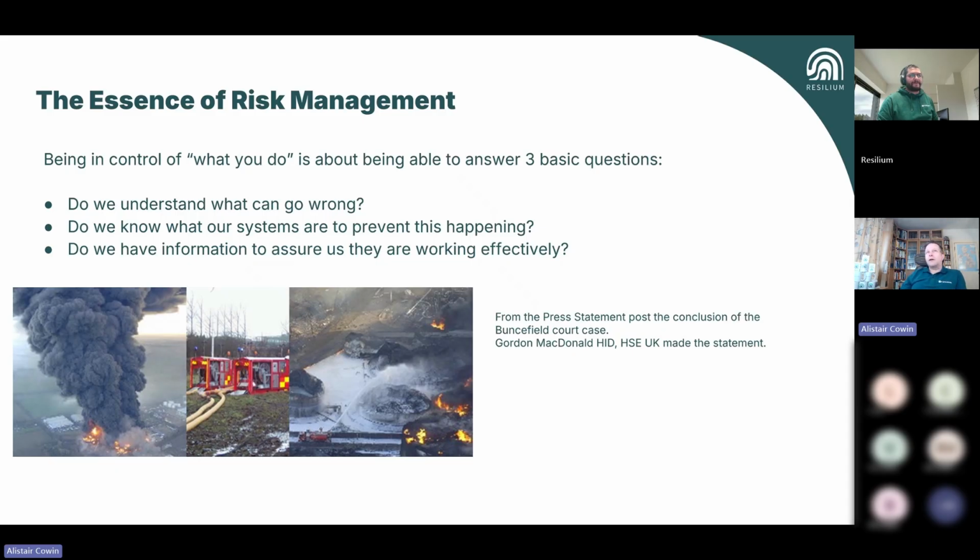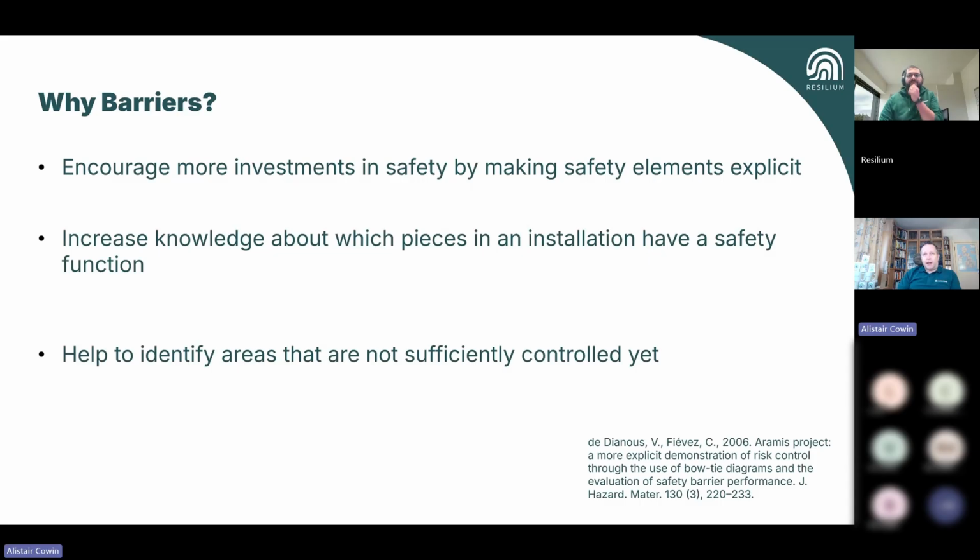Do we understand what can go wrong? Do we know what our systems are there to prevent that from happening? And do we have information to assure ourselves that those systems are working effectively? I think these are 3 absolutely solid questions as to why you look at risk, and how you look at risk, but specifically how barrier thinking helps you approach these questions. So that's really the thread of today, to explain how, by thinking in barrier terms, we can help answer these questions. And I've got a bit of an academic paper for you.